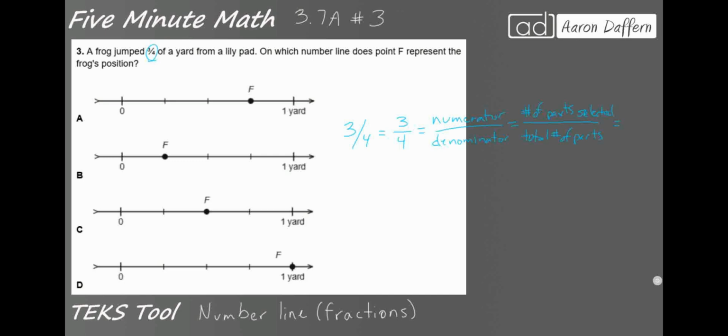And so that means we need 4 parts, because that 4 is our denominator. And then we need 3 selected. So we need 3 selected out of 4 total parts. All right, so 3 selected parts out of 4 total parts. How do we look for that?